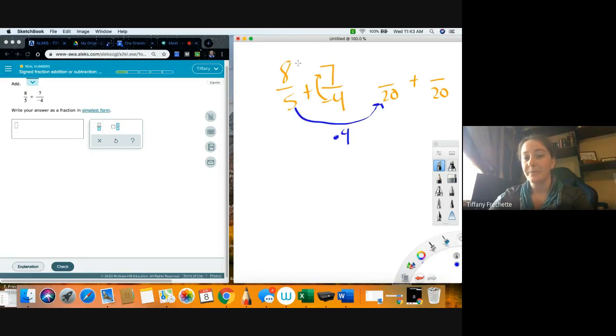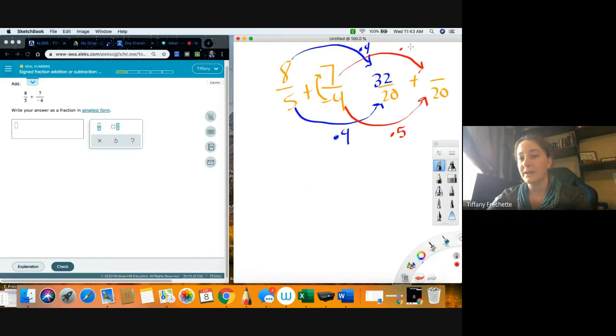All right, so 5, what did I do to change it into 20? I multiplied by 4. So I have to multiply by 4 on the top. So I have 8 times 4, and that gives me 32. And then on the bottom, for the 4, remember we're giving the negative to the top. What did I multiply by? 5. So I want to do that same thing here. Because we're giving the negative to the top, it's negative 7 times 5, I get negative 35.